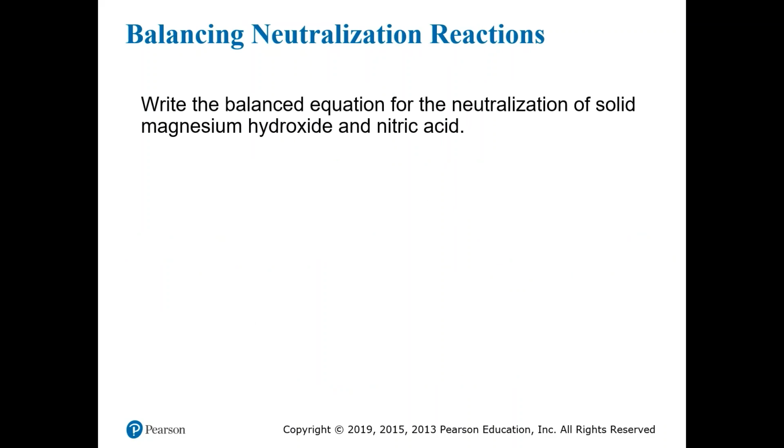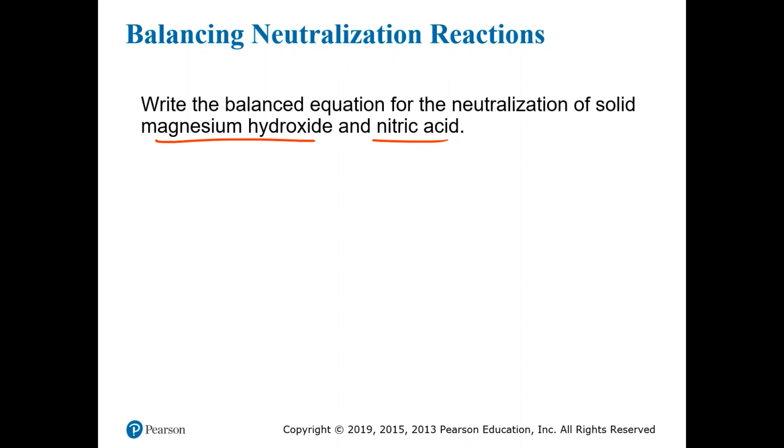Neutralization equations can be balanced the same way that we've balanced every other equation in this course, element by element. But it's actually a lot easier if you think about balancing the number of hydrogens in the acid with the number of hydroxides in the base. Since you always need a hydrogen to combine with a hydroxide to create water, these are the ratios that the substances need to be in. In this example, we have solid magnesium hydroxide and nitric acid.